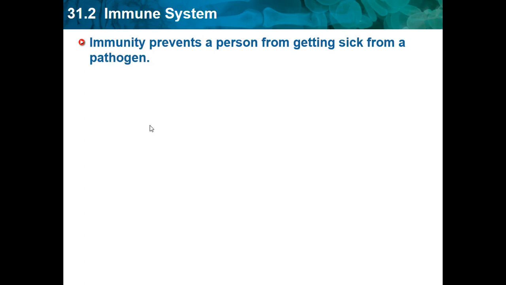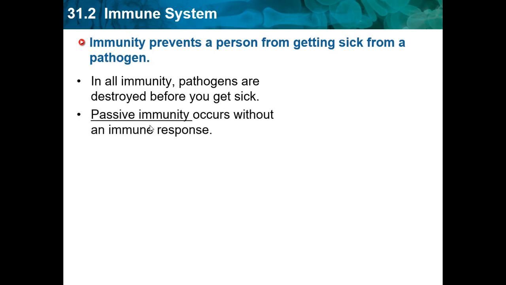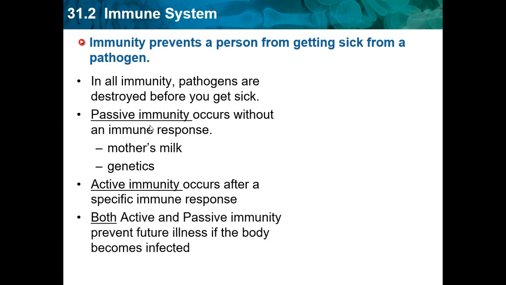Immunity prevents a person from getting sick from a pathogen. In immunity, pathogens are destroyed before you get sick. Passive immunity occurs without an immune response, so mother's milk, genetics, this is where you get it from. Active immunity occurs after a specific immune response. Both active and passive immunity prevent future illnesses if the body becomes infected.